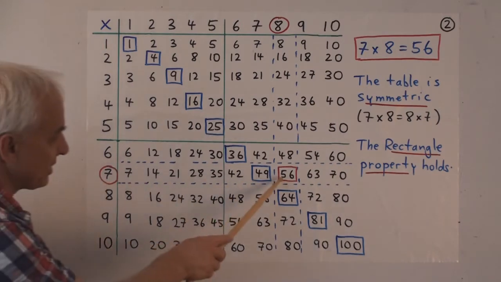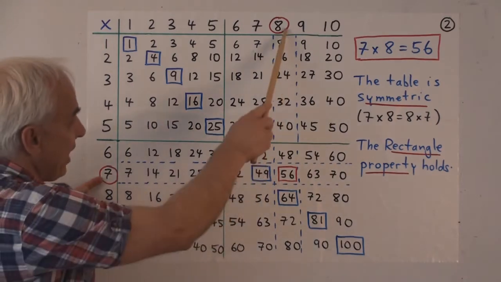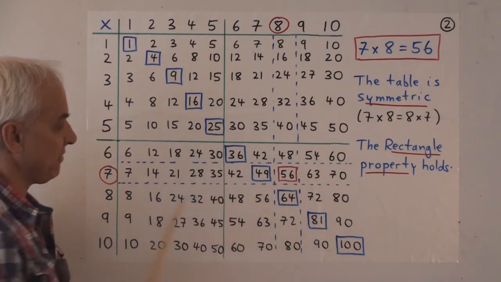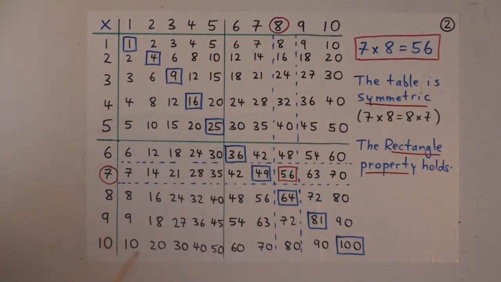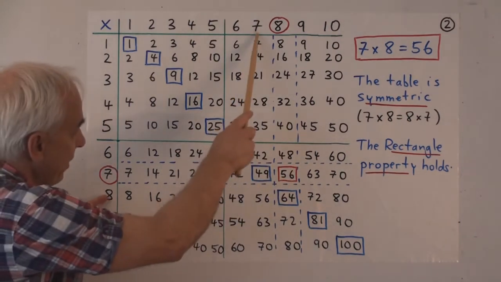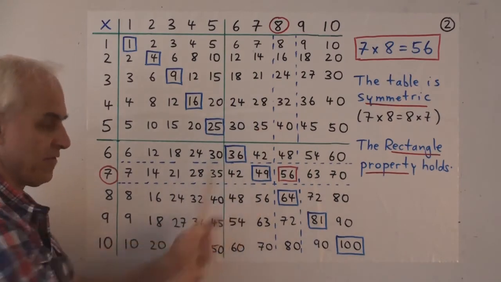So for example, here we see 7 times 8. We see that 7 times 8 happens to be 56. And if we looked at 8 times 7, well, we would also see a 56.